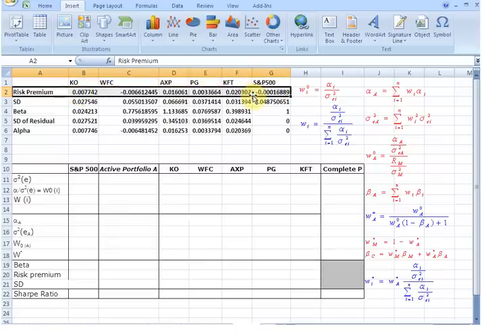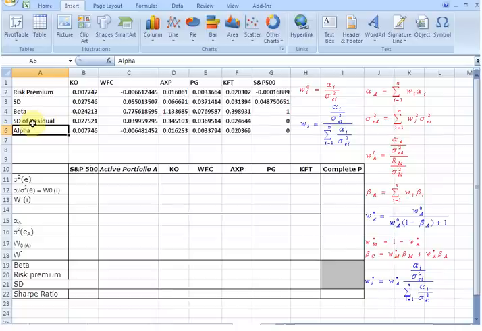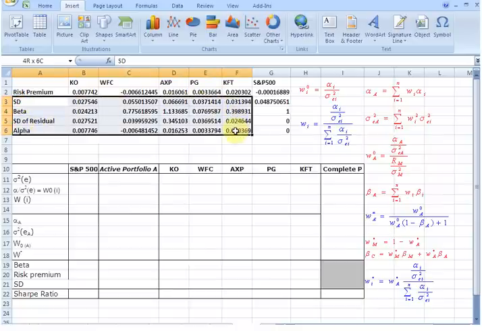To save some time, I also have run a few regressions, which have given me the estimates that would be used as inputs for the Treynor-Black model. These estimates include the alphas, betas, the standard deviations of the residual term, and the standard deviations of the risk premium, and that has been done for all 5 stocks in the active portfolio. The results are here in this panel here.